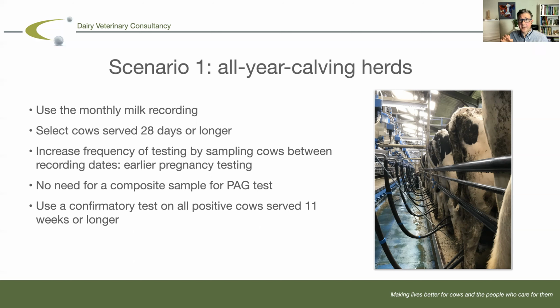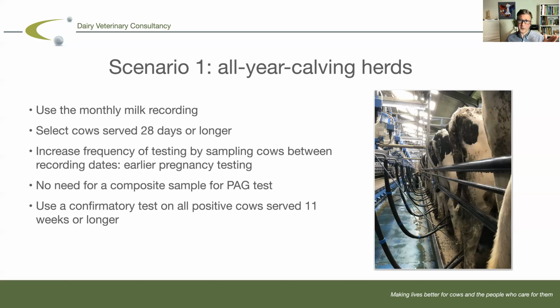In any case, when you're using early pregnancy testing, I personally do recommend doing a confirmatory test on all positive cows which have been served for 11 weeks or more. And that doesn't need to be done on a regular basis. That can be just done once a month, because it's not so important to get that test done in a timely manner. And it's just a matter of asking your milk recorder to do a confirmatory test on all cows that are 77 days or more post service.